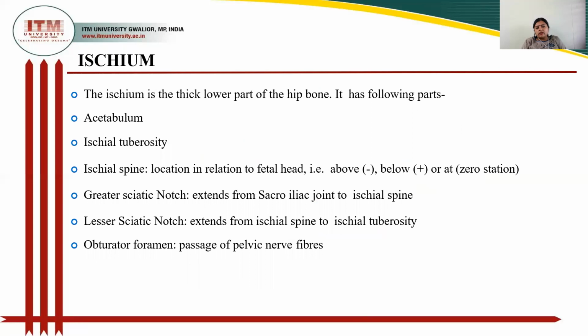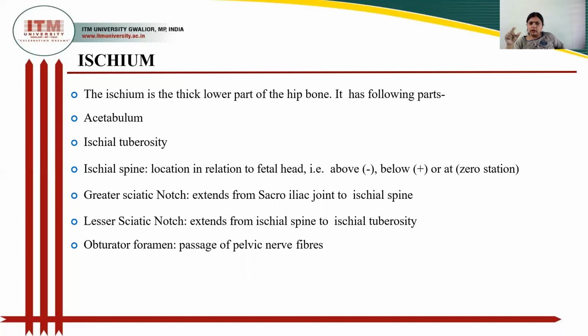So the next part is called the ischium. What is the ischium? Where we are sitting, that particular part is the ischium. It is a thick lower part of the hip bone, in continuation with the innominate bone. It is a very thick part. It has the acetabulum.